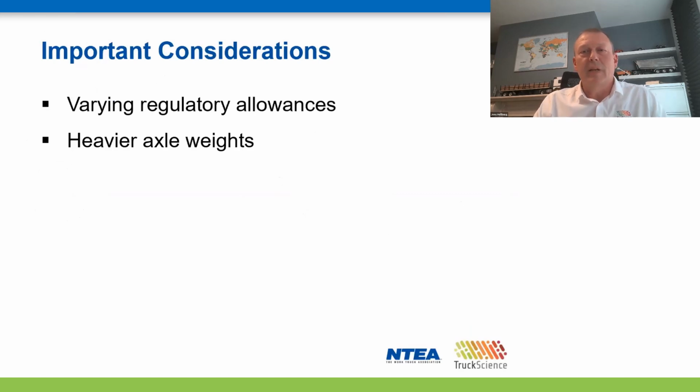Secondly, the vehicles are generally heavier than their diesel counterparts. Batteries are often spread across the chassis rail, moving the center of gravity further back and using up more of the rear axle weight allowance, as we saw in our second example.